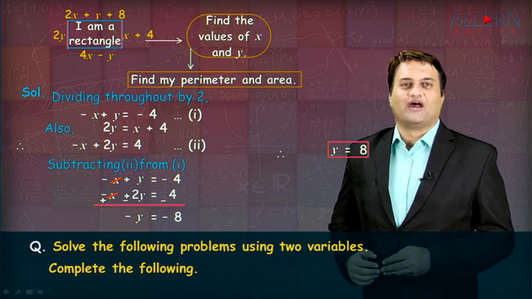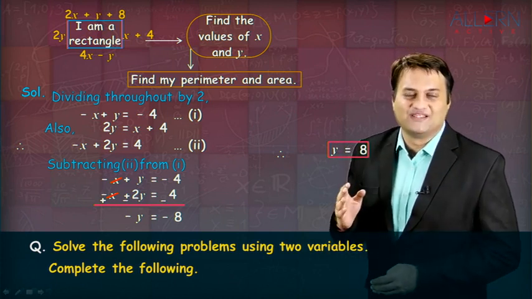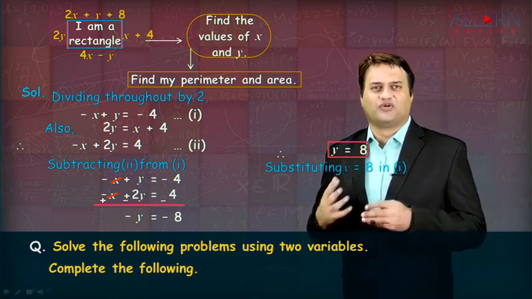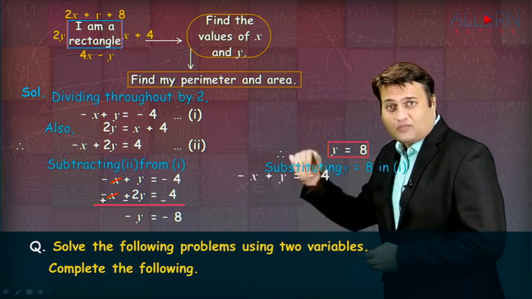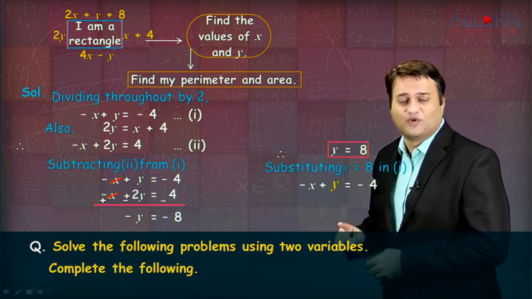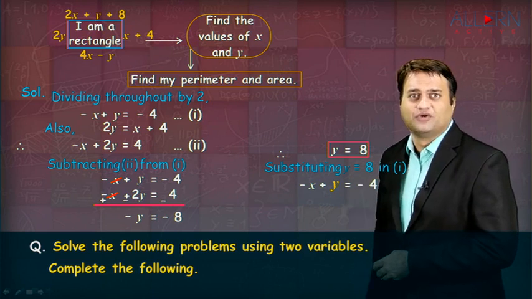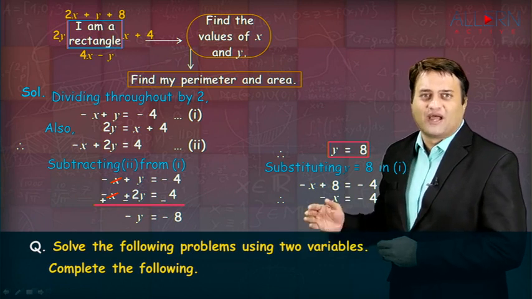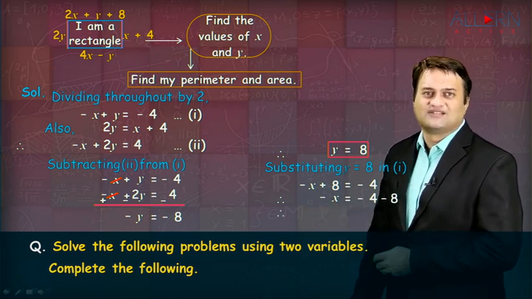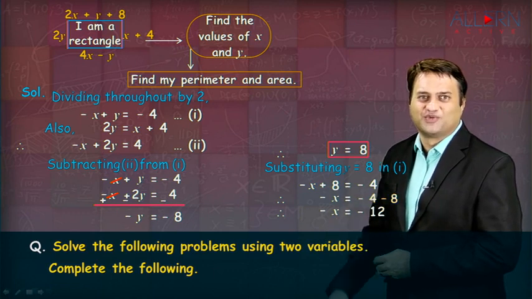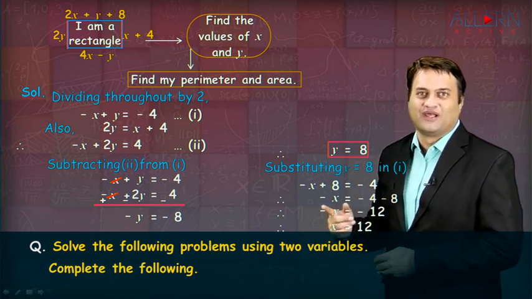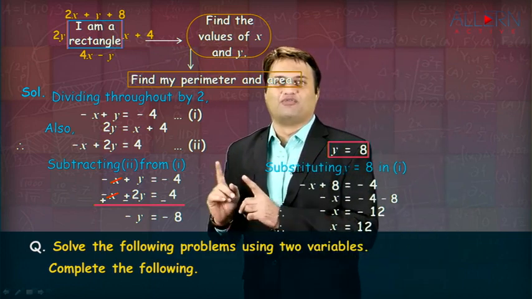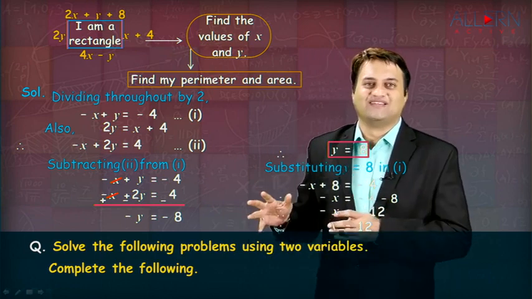Once we get the value of y as 8, now let's substitute this value of y is equal to 8 in one of the 2 equations. Say if we substitute y is equal to 8 in the first equation, what do we get? Now your first equation is minus x plus y is equal to minus 4. In place of y, let us substitute 8. So we get minus x plus 8 is equal to minus 4. So we get minus x is equal to minus 4 minus 8, we get minus x is equal to minus 12. So we get x is equal to 12. So the first part of the sum is over, where we got the value of x and the value of y. X is equal to 12 and y is equal to 8.